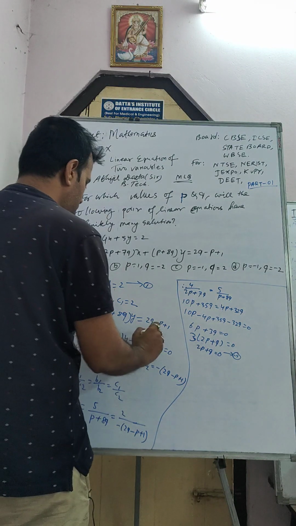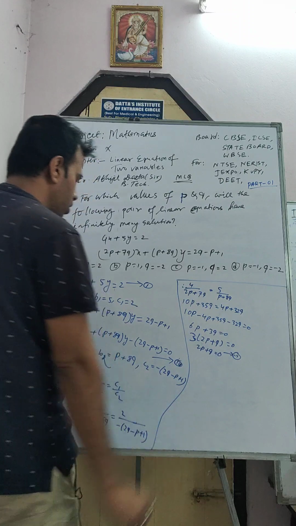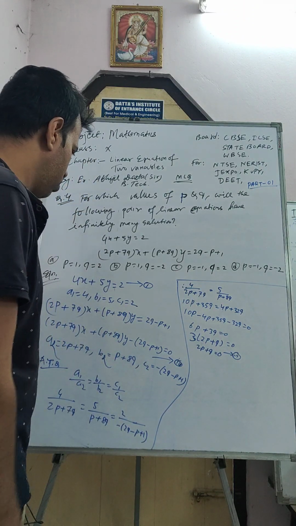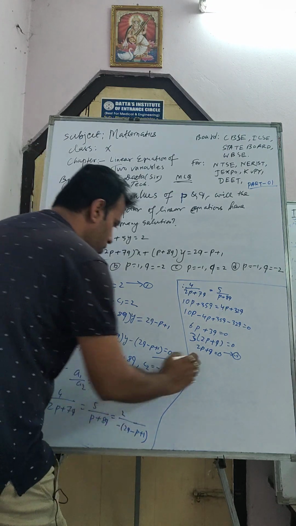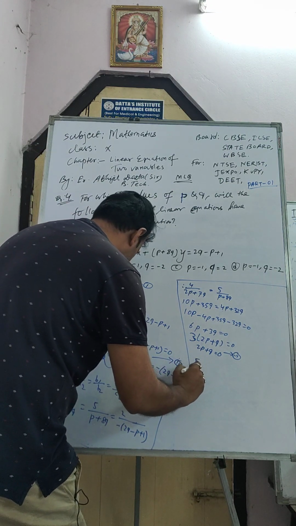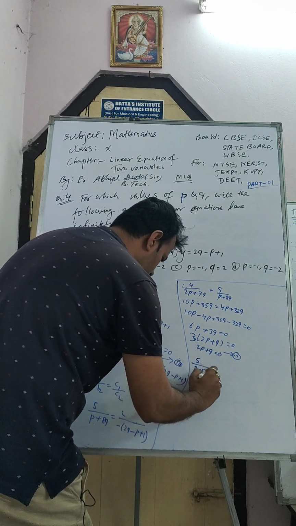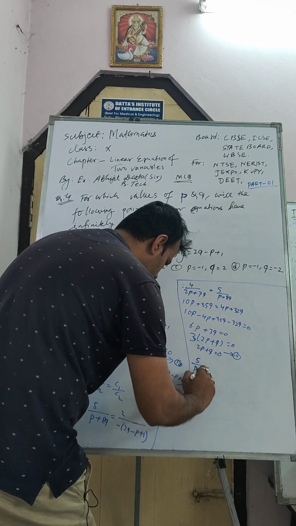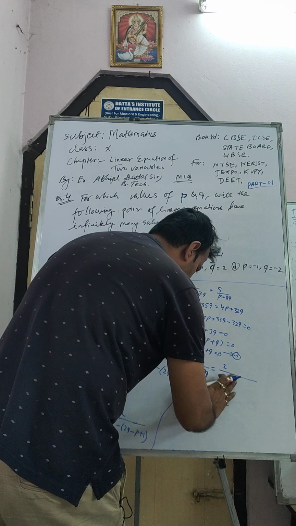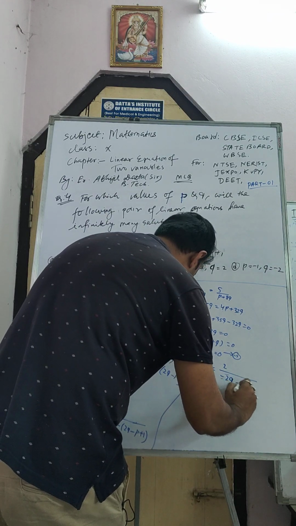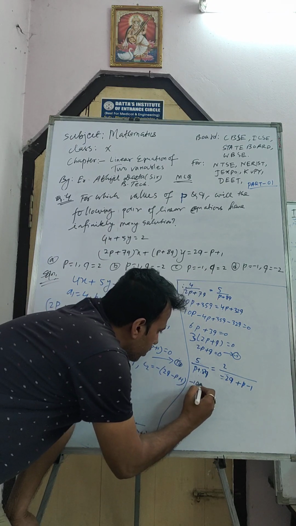Okay, this one is equation 2 and this one is equation 3. Now I consider this two. There is 5 by p plus 8q equal to 2 by minus 2q plus p minus 1. So if I multiply this, it will become minus 10q.